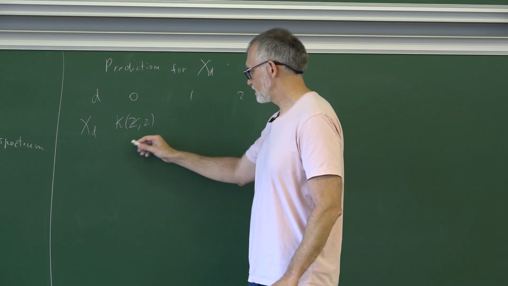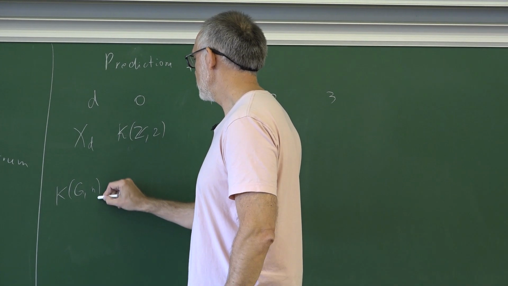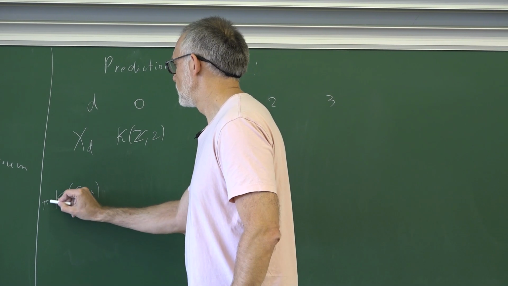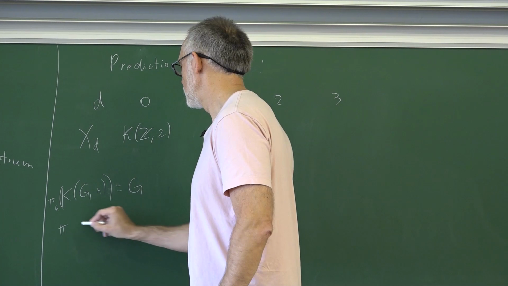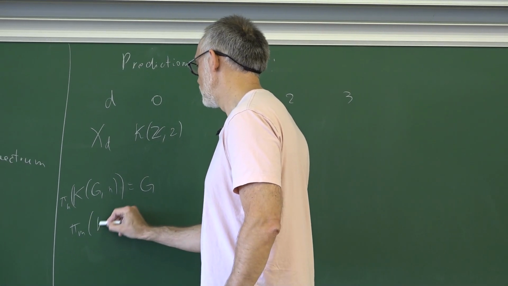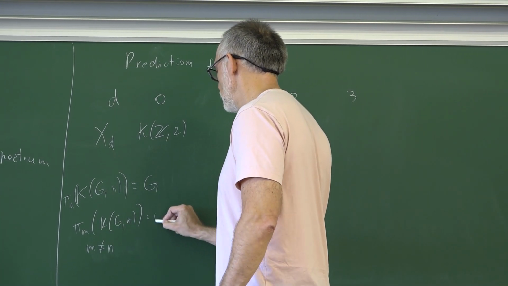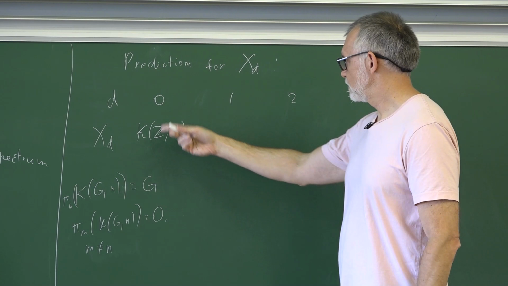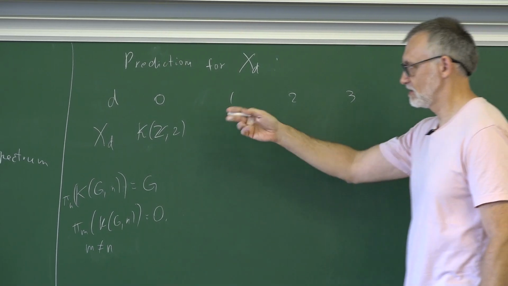I remind you that K(G,n) is a space which is uniquely defined by the following condition: pi_n is equal to G and pi_m is trivial for m not equal to n. These are the famous Eilenberg-MacLane spaces. For 0, it's just the space of lines in the Hilbert space, which has the homotopy type of CP infinity, or K(Z,2).